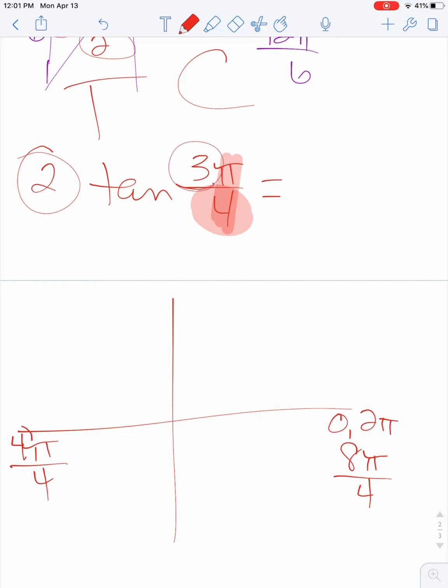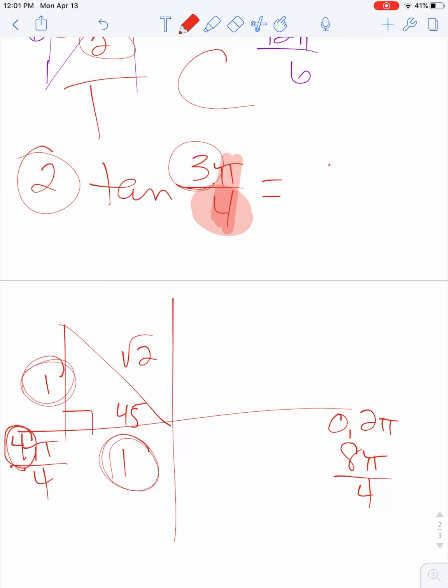And so now I look. 3 pi over 4 is 1 less than 4 pi over 4. So when I rotate, I'm going to be 1 less. I don't want to go all the way here. I need to be 1 less. That tells me I'm in the second quadrant. So out from the origin to the x-axis, reference angle is 45, because I know it's pi over 4. 1, 1, root 2. Tangent is opposite over adjacent. And this is in the second quadrant, so the answer is negative 1. Notice, I have no idea what 3 pi over 4 is in degrees. I don't care. I don't need to because I'm going to use my radian answers.